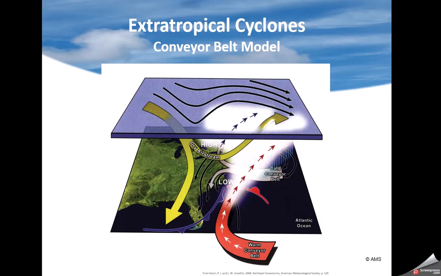Now, you have some cold conveyor belt at low levels, typically coming in off the ocean or maybe coming from a cold high pressure to the north, wrapping to the west. That cold conveyor belt is what forms the comma head. It moves up and keeps rising up and then back around, gets picked up by the jet stream and moves back to the east. It forms a comma head shape.